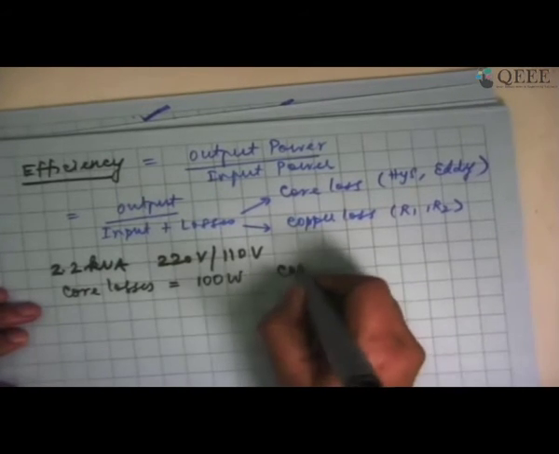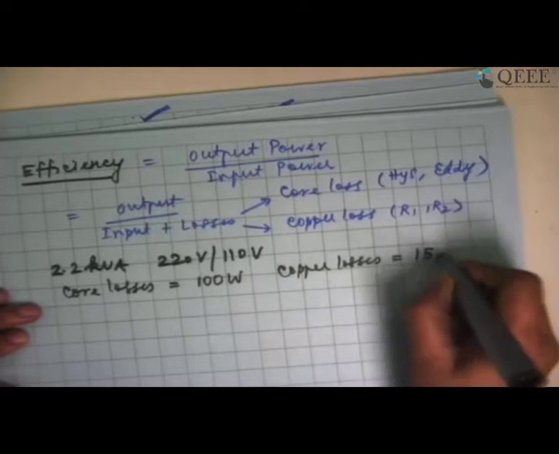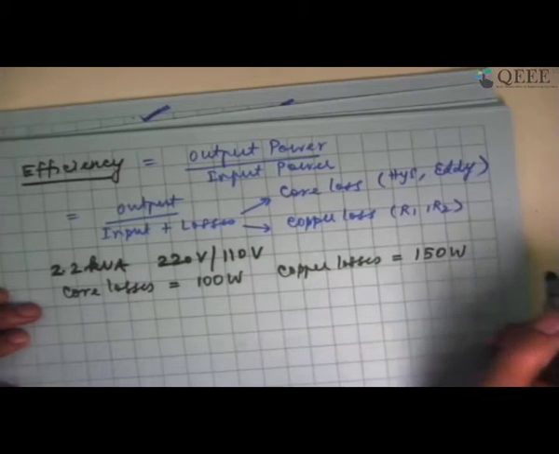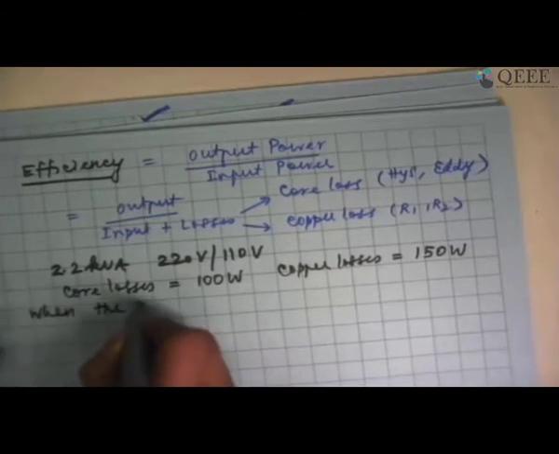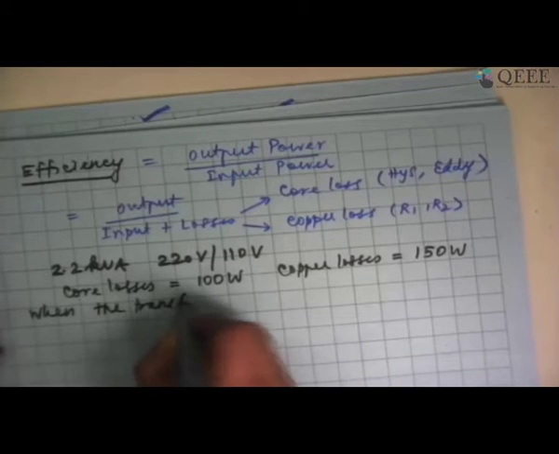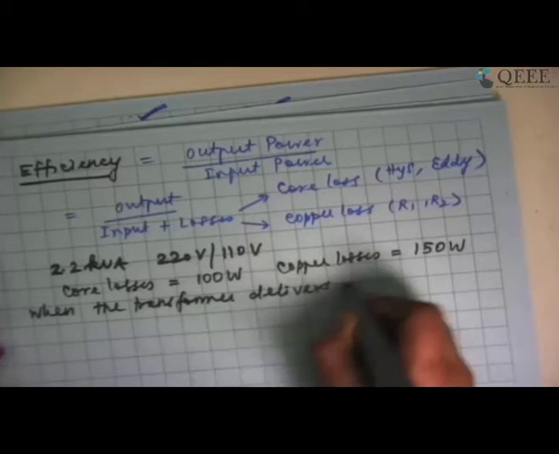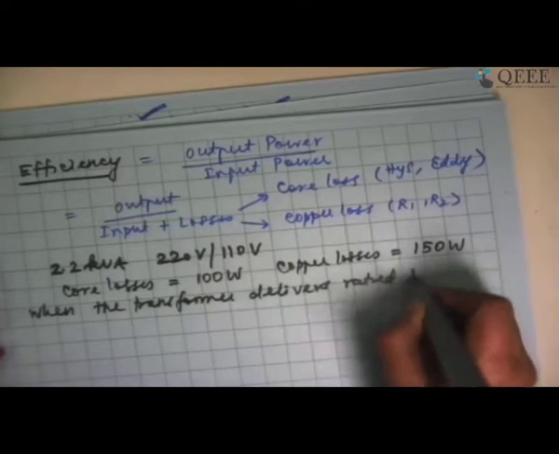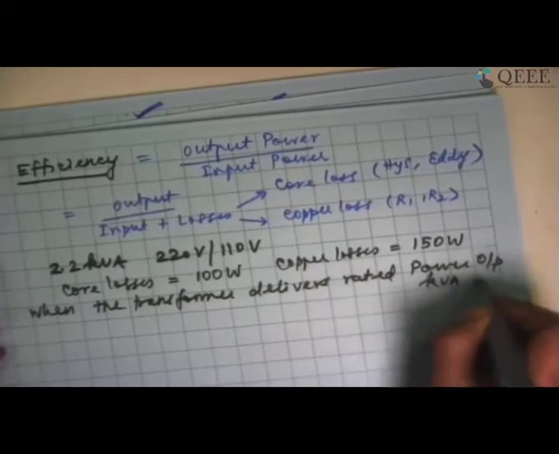And let's say copper losses at full load condition maybe are 150 watts. What I mean by full load is when the transformer delivers rated power output or rated kVA output.